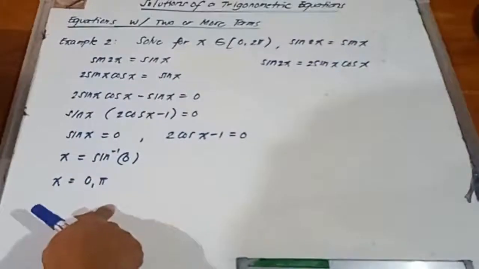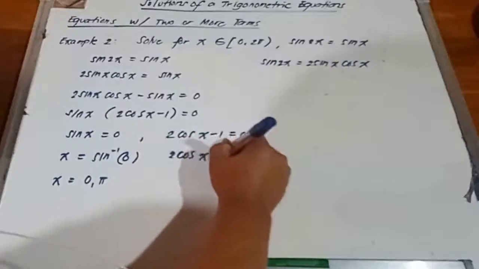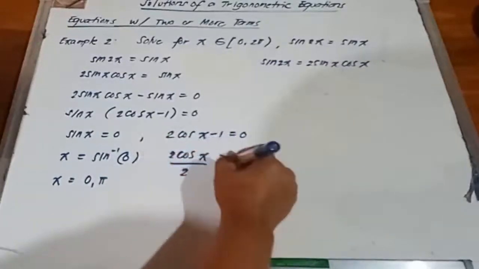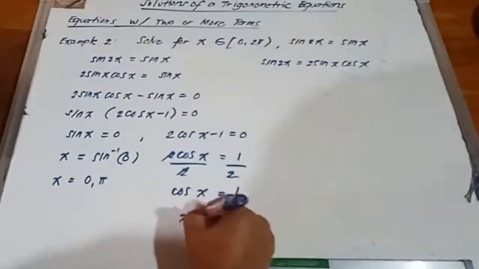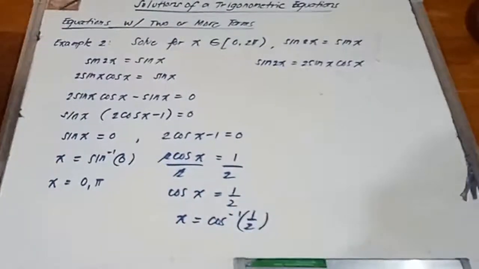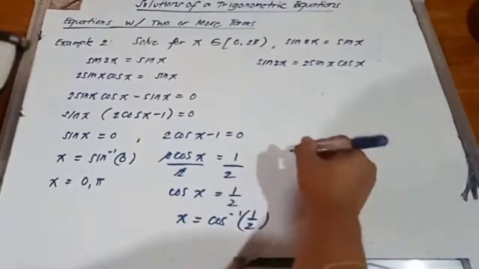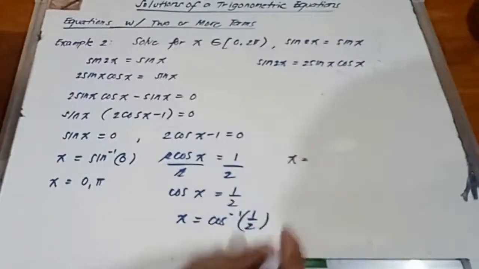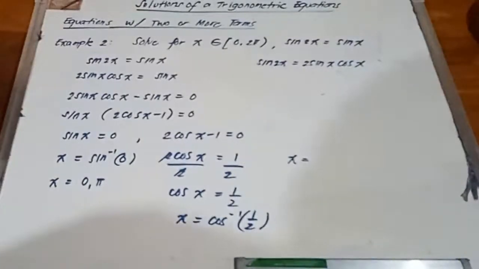Yes, 0 to pi. We have this one, 2 cosine x equal to 1. Transpose 1 to the other side, divide both sides by 2. Therefore, cosine x equal to 1 half. Inverse cosine, cosine to the negative 1 of 1 half. So, what is the value of x so that if we get its cosine, the result is 1 half? So, pag titingnan natin sa table of values natin for special angles, angle natin doon ay 60 degrees. 60 degrees is, in radian, pi over 3.